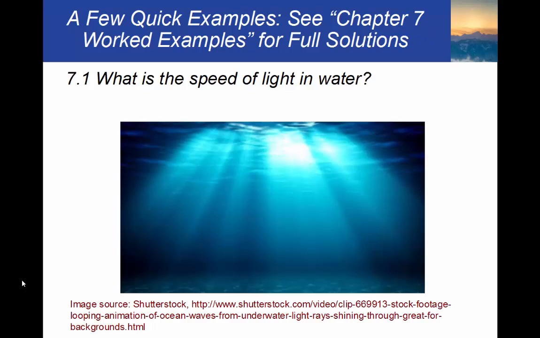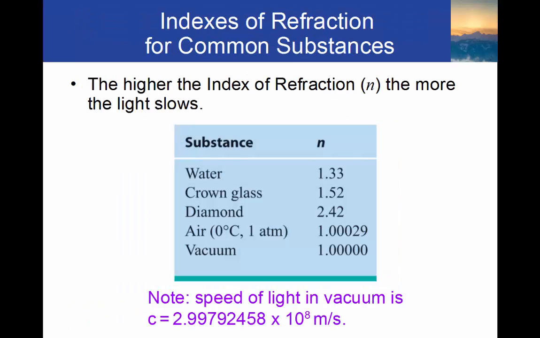For our first example, we have the question, what is the speed of light in water? To answer this question, it's useful to look up the index of refraction of water, and that can be done by looking at table 7.1 in the Shipman Physical Science text. So here are the indices of refraction of a few common materials. So for water, we see that the index of refraction is 1.33.